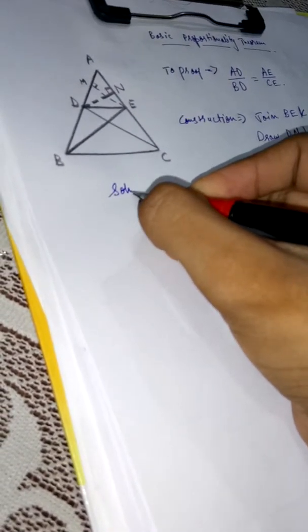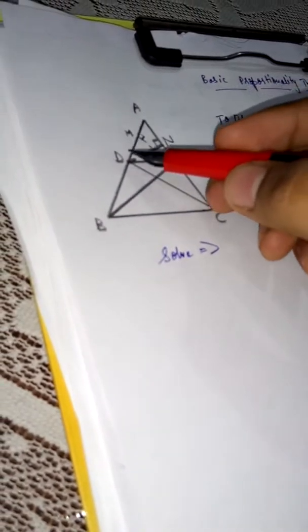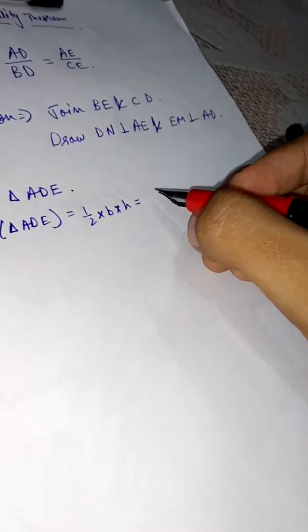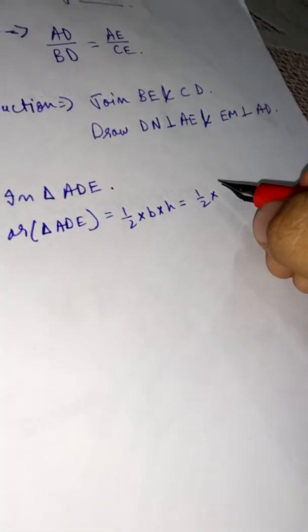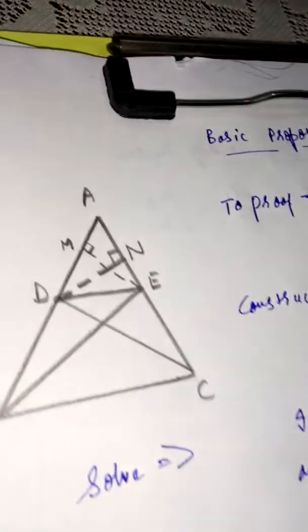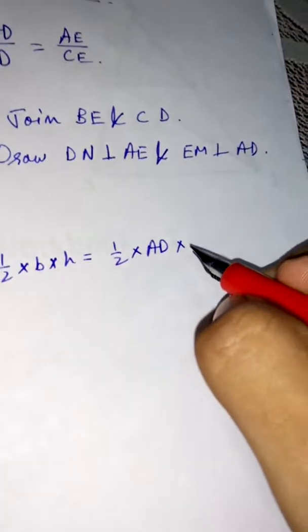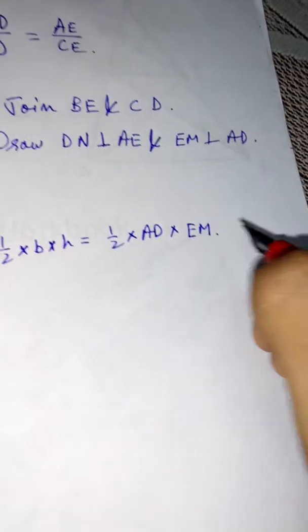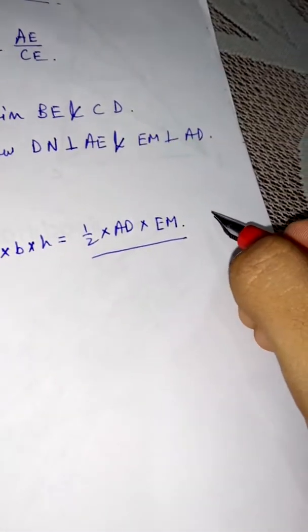Here we go, solve. So in triangle ADE, we know that the area of triangle ADE will equal half into base into height, which will be half into base, which is AD, into EM, the altitude which we have constructed. Let's take this as equation 1.